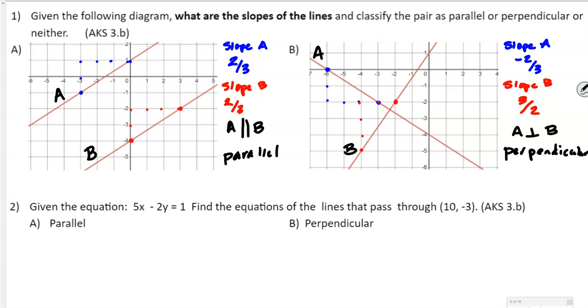Perpendicular. All right. Then it says, given the equation 5x minus 2y equals 1, find the equations of the lines that pass through point (10, -3). Okay, so it's asking for us for the parallel line and for the perpendicular line.